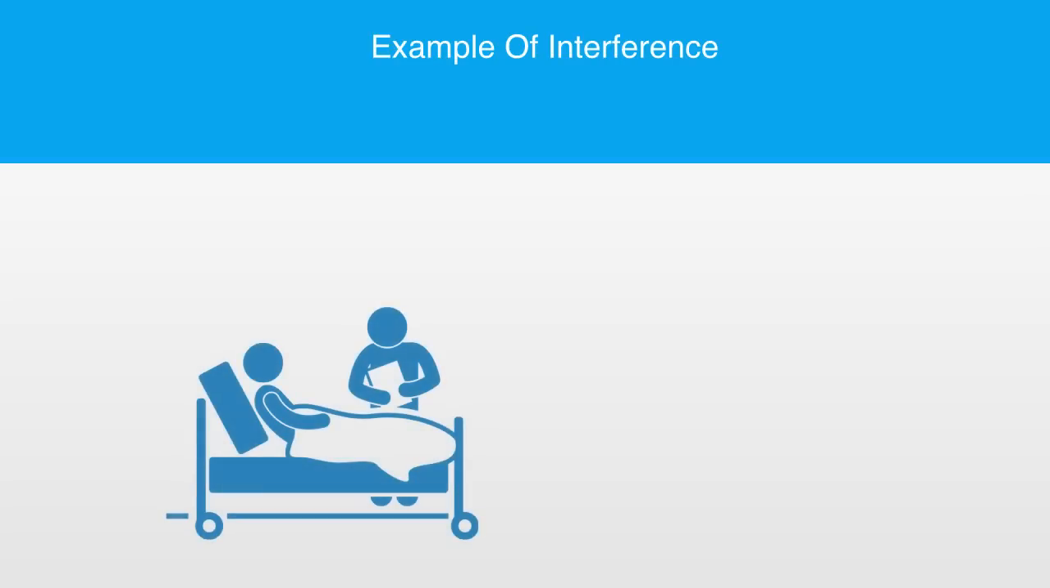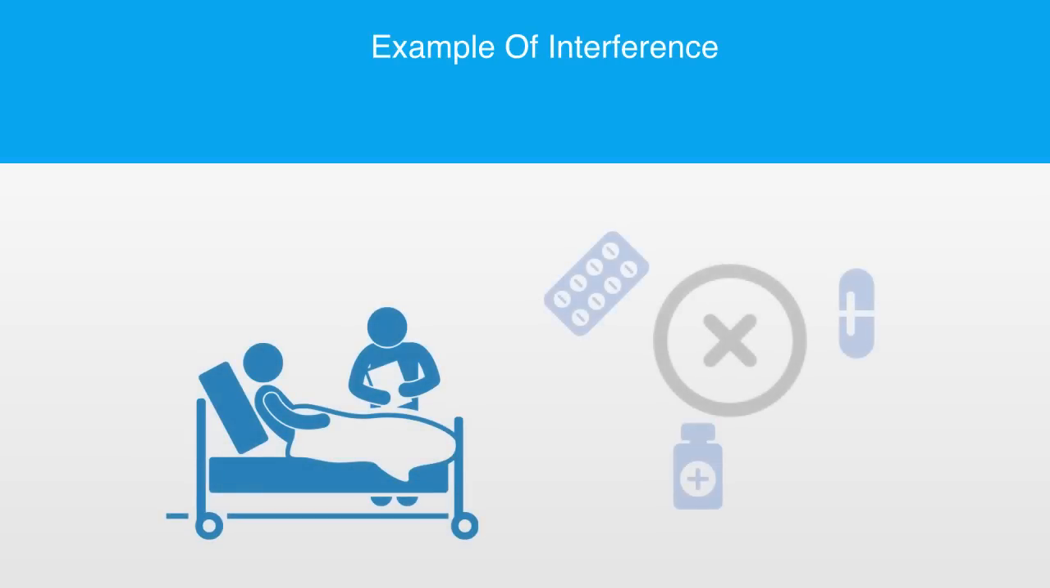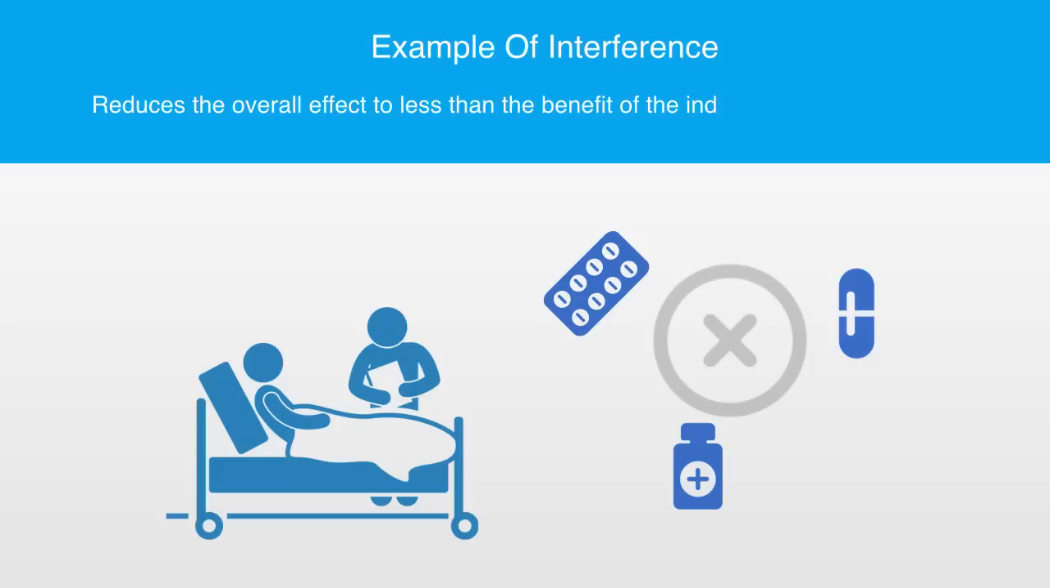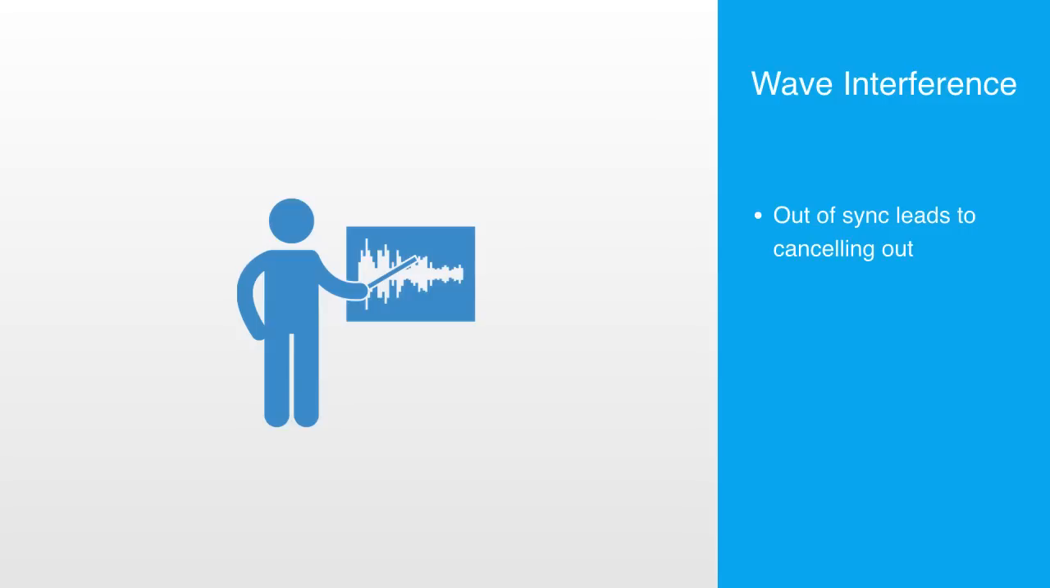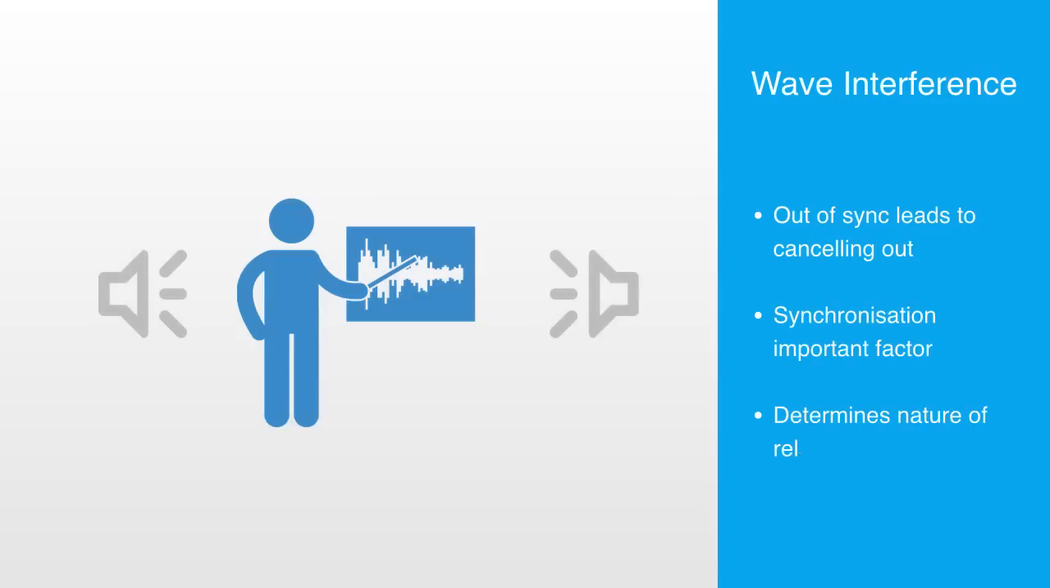A situation in which a substance affects the activity of another drug in negative ways when both are administered together, thus reducing the overall positive effect to less than the benefit of the individual effects in isolation. Another simple example of this is destructive interference between sound waves, where sound waves that are out of sync lead to their canceling each other out. Thus, we can see how the degree of synchronization or asynchronization between elements is an important factor in determining the nature of the relations between them.